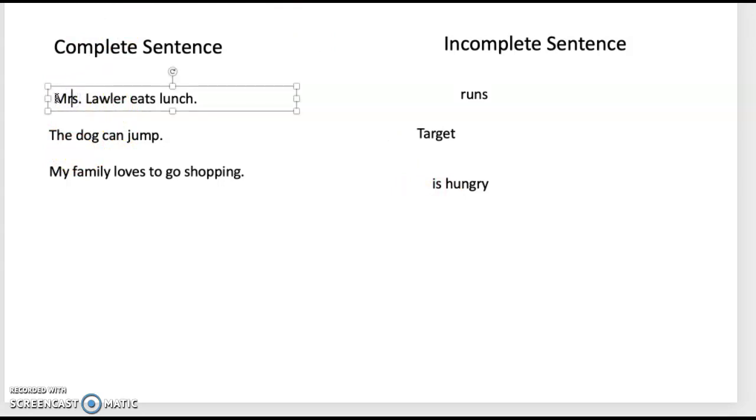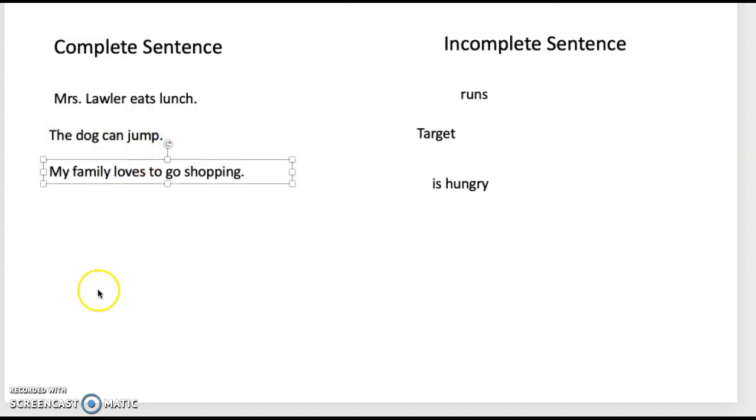Mrs. Lawler eats lunch. We have the naming part, and then we have the telling part. The dog can jump. The naming part, the telling part. My family loves to go shopping. The naming part and the telling part. So today you are going to complete a Kahoot about complete and incomplete sentences.